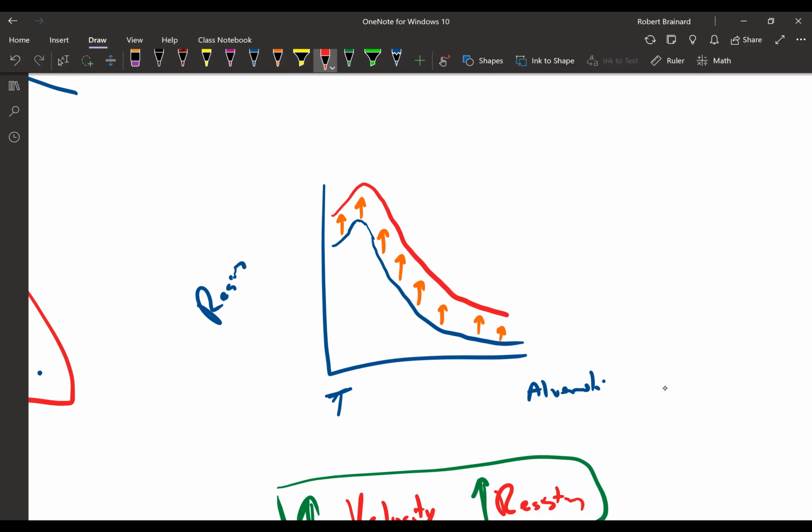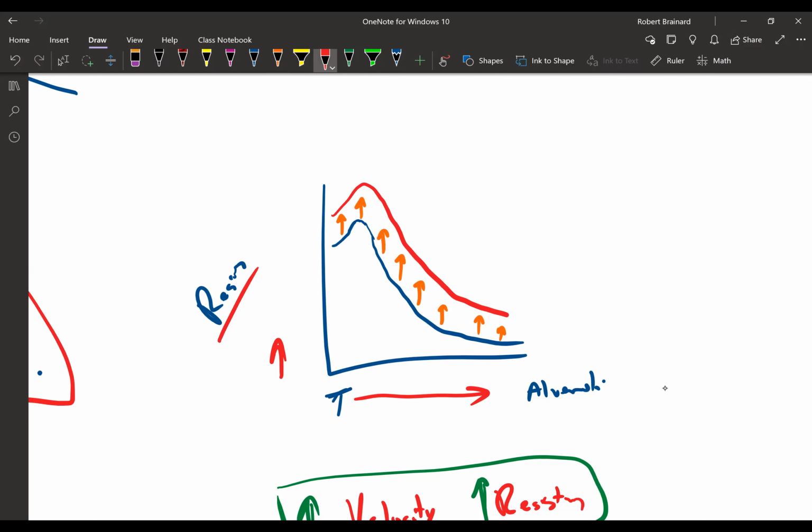So if the question includes velocity, we should always go in the direction of the velocity, right? It doesn't matter if the resistance is decreasing as you go down the alveoli. Total resistance is still decreasing as you go from trachea to alveoli in both of these curves. But what's happening here is you've just increased the velocity, and so the resistance is going to concomitantly increase, but it's going to follow the same curve as you go down from the trachea to the alveoli.